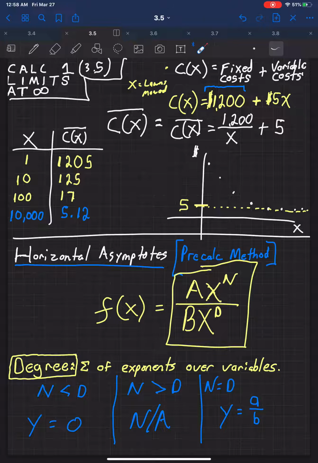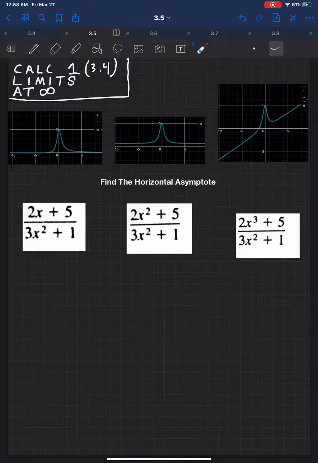Well, I want to practice this method, even though this is not a precalculus class. I want to practice this method, and then I want to come back and formalize it with some language of calculus. Ready?